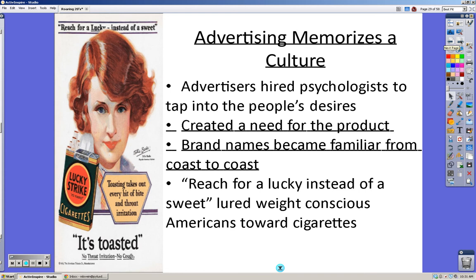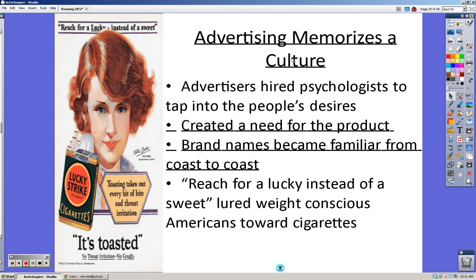We have the advent of the advertising culture, and it begins to mesmerize a culture. Advertisers hired psychologists to tap into people's desires. They created a need for the product.